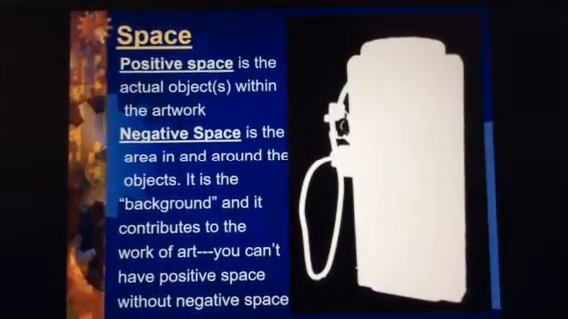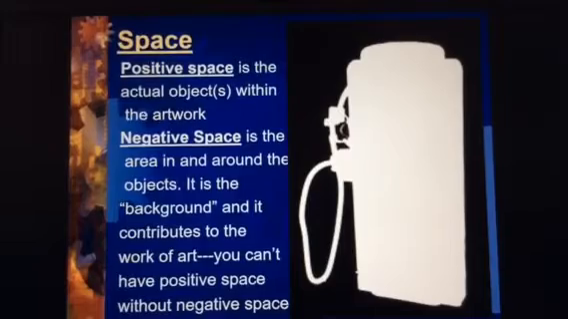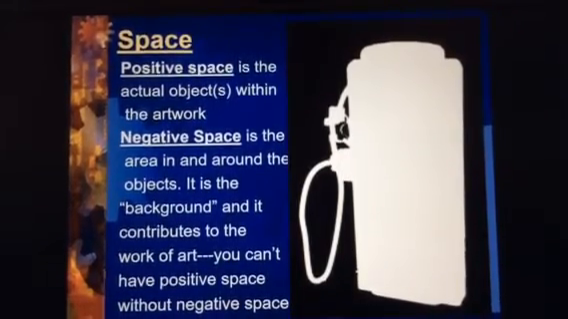So here's an example of positive and negative space. So positive space is the actual object within the artwork, so the gas pump, and negative space is the area around the object, the background.